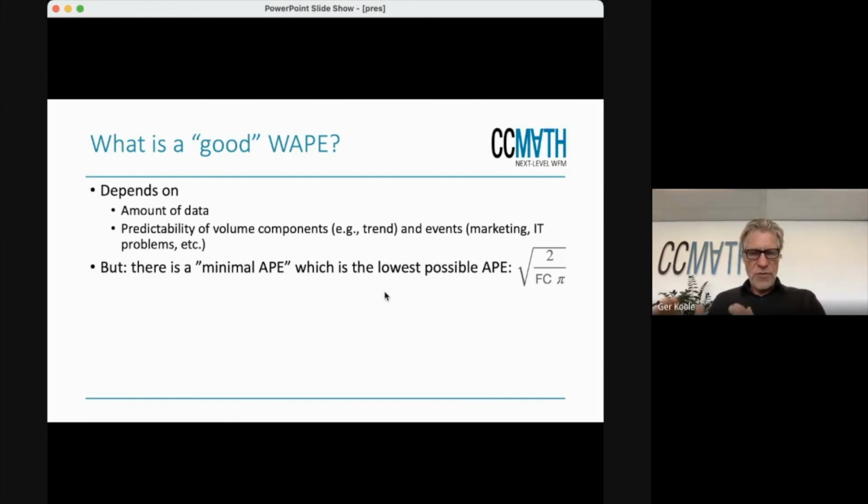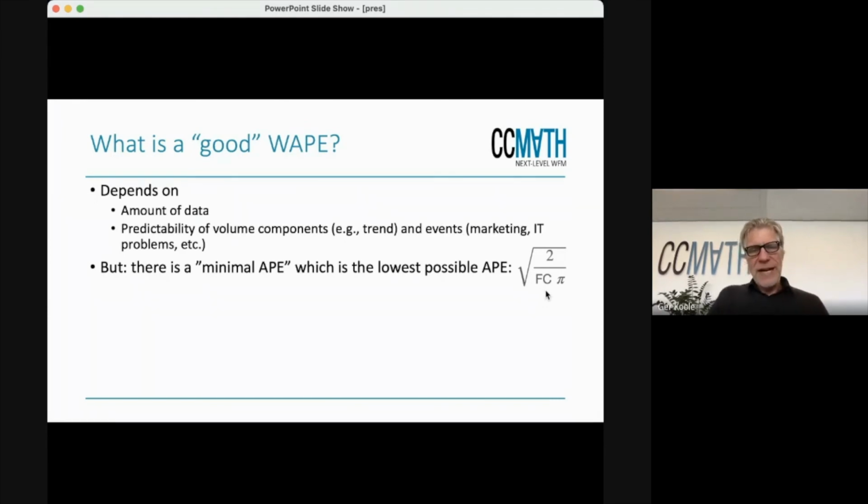It's not true that you can get to a WAPE of 0. There is a certain theoretical lower level. We call that the minimal WAPE. And if you look at one interval, it's then the minimal APE. And there's a nice formula for it. It's the square root of 2 over pi times the forecast. Again, I won't go into the details of that.